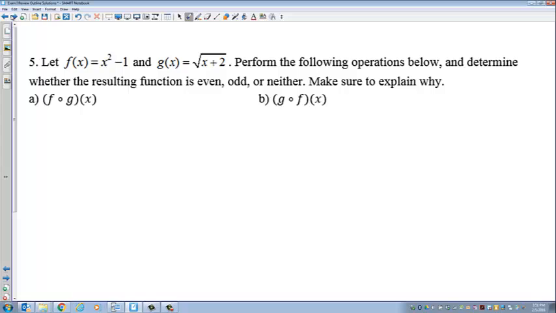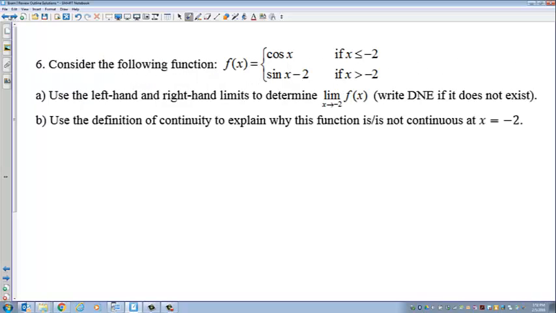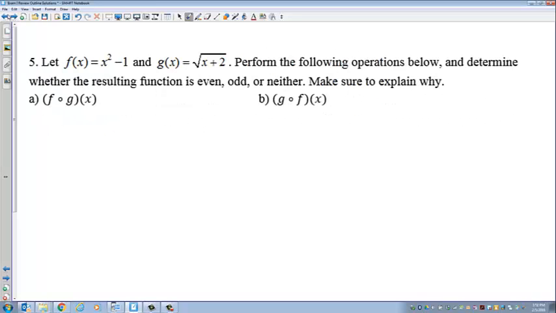And the last problem we're going to do on this video involves composition and deciding whether a function's even, odd, or neither. So here we have two functions. f of x is equal to x squared minus 1, and g of x is equal to square root of x plus 2. Let's find f composed with g of x, and so that's f of g of x.